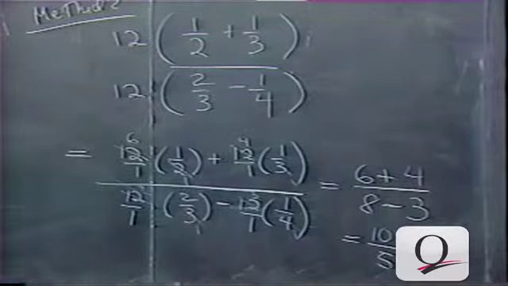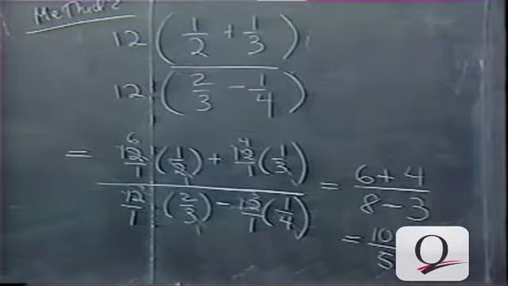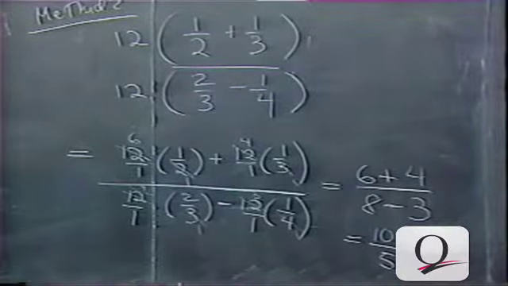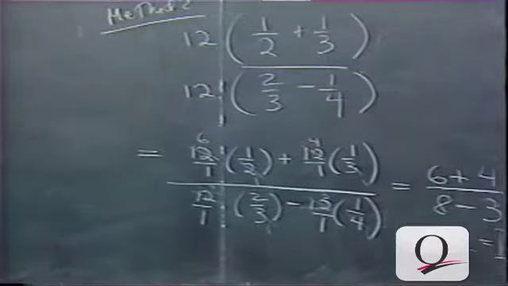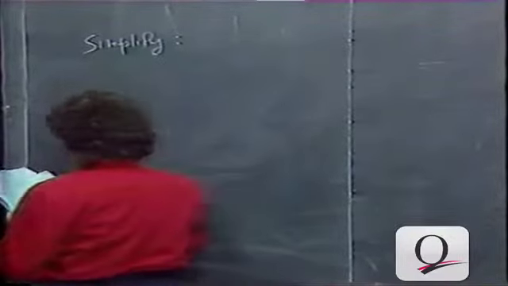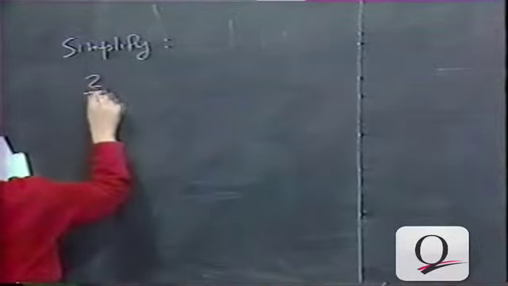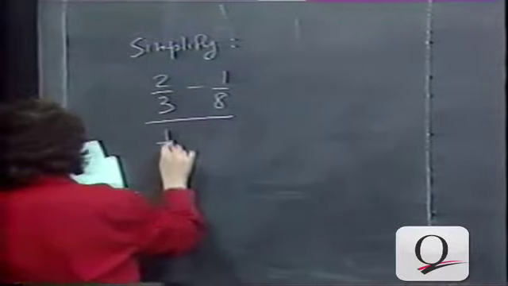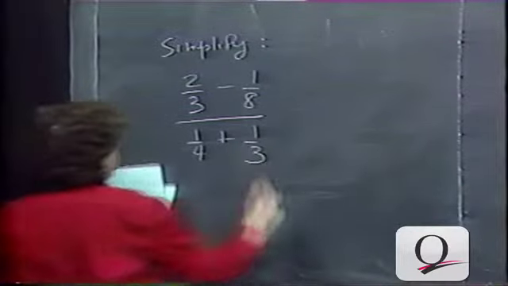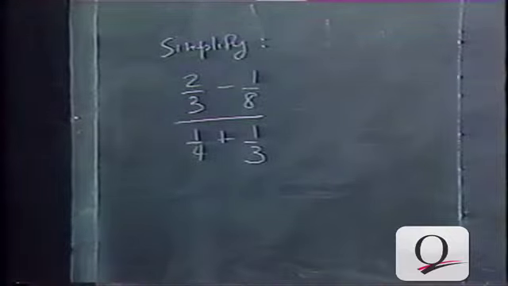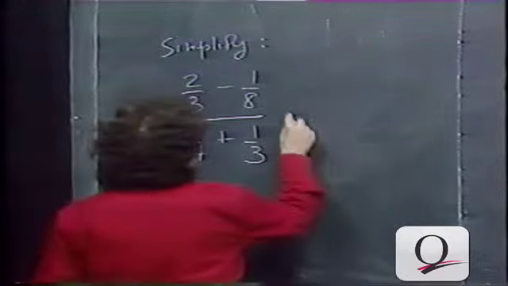Okay, let's try another example involving complex fractions. Okay, simplify the following: 2/3 minus 1/8 over 1/4 plus 1/3. Okay, let's quickly do it both ways.